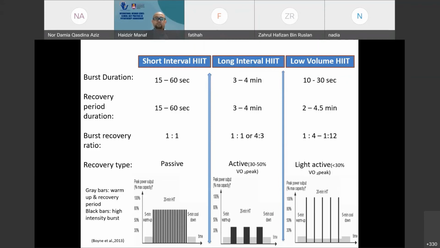Later on, once the patient improves and there is no adverse effect, you can change to another type of activity, for example long interval HIIT. Or after the low volume, you can start with short interval HIIT. However, short interval will be quite extensive for the patient and may cause fatigue, because the burst duration is about 15 to 60 seconds, and the recovery period is also 15 to 60 seconds. The burst to recovery ratio is about 1 to 1.